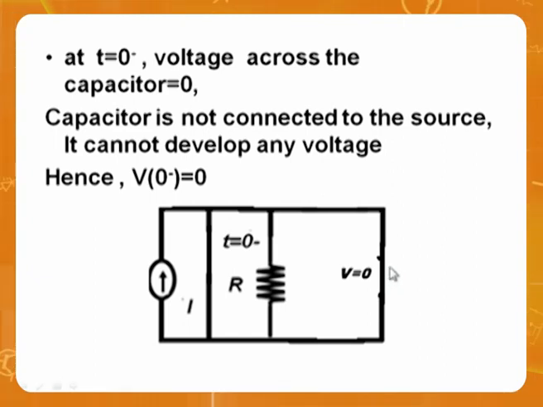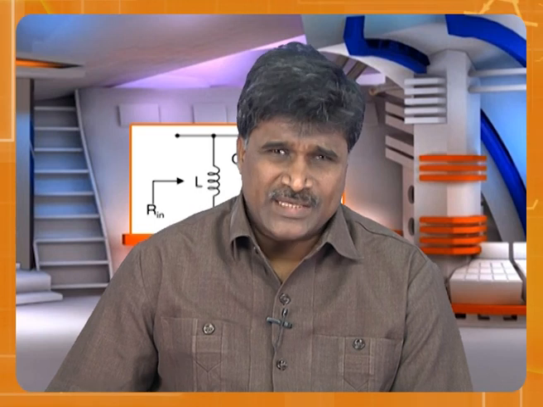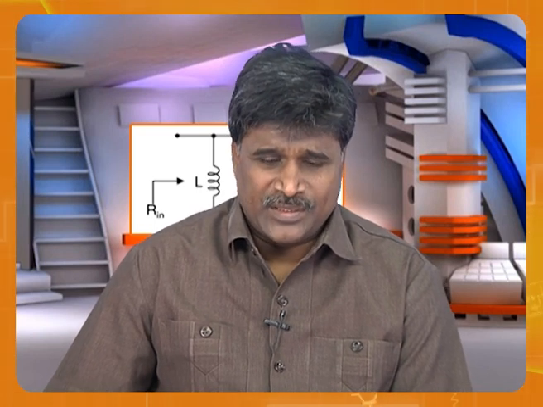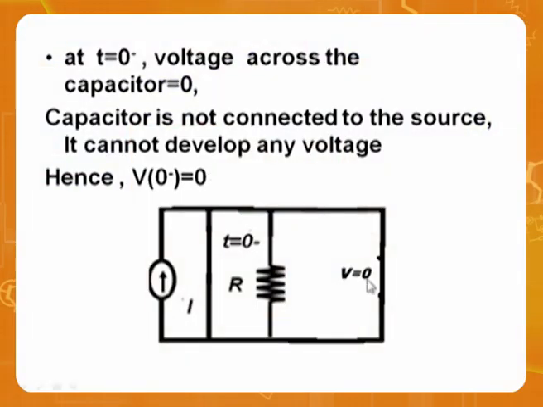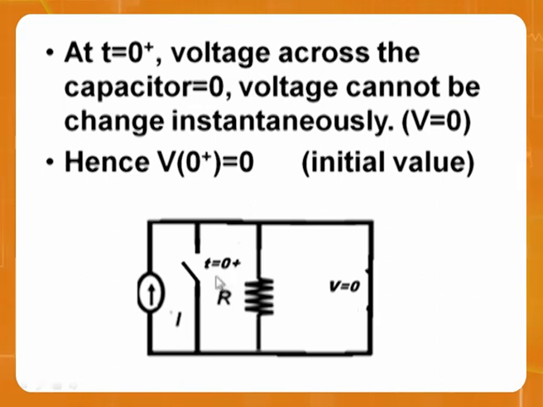That means the capacitor could not develop any voltage. No voltage means we take 0 voltage. So it is a short circuit, that means the output voltage is 0. At t0 plus, the switch is open, but will there be any change in the voltage? No. There is no change, because a capacitor cannot change its voltage instantaneously. Understand? So the same voltage exists.